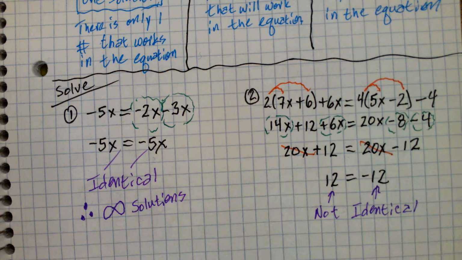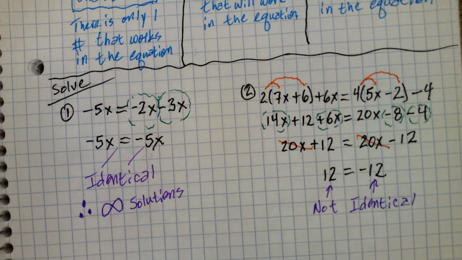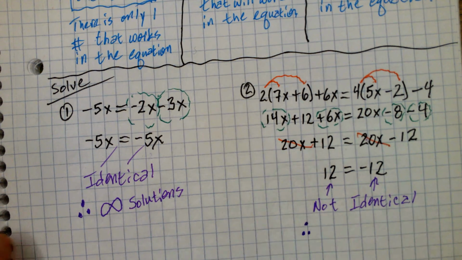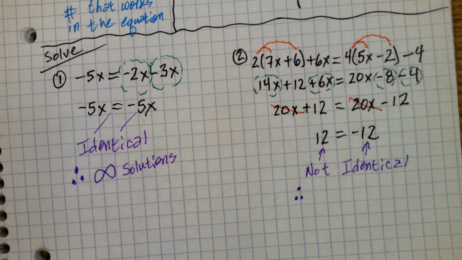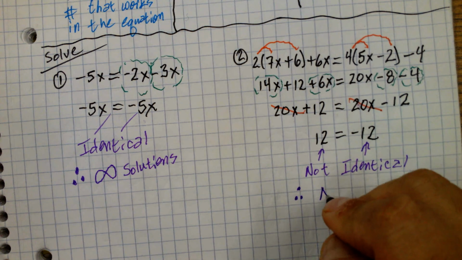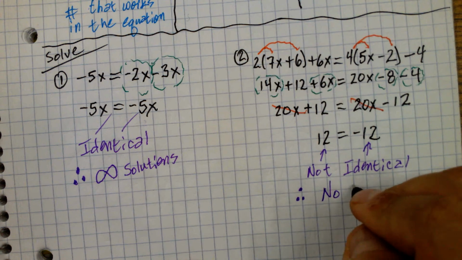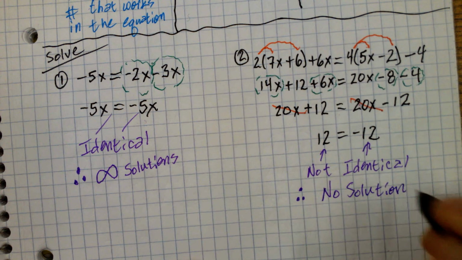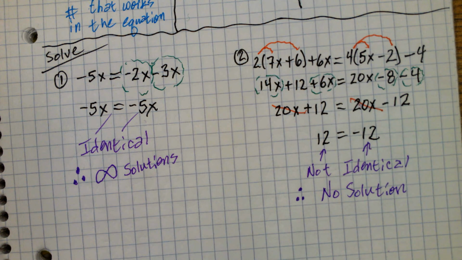We could have just seen that here once we cover those up. Therefore, what's our conclusion? No solution. No number will work. Okay. And on today's assignment, that is what we're going to be doing.